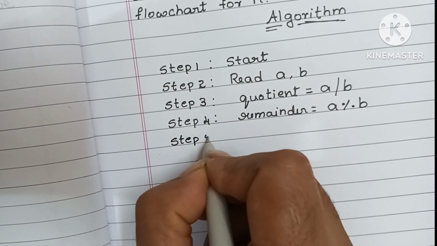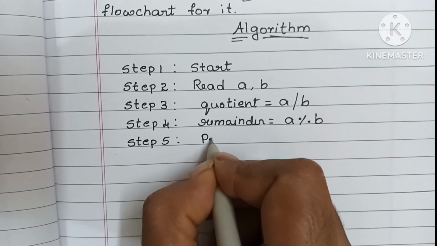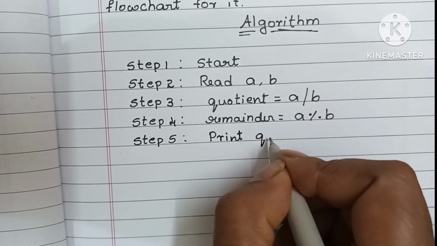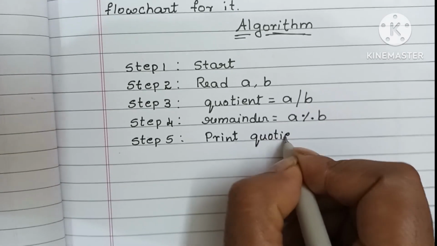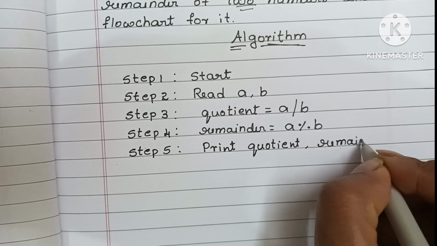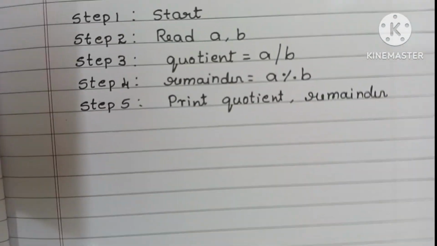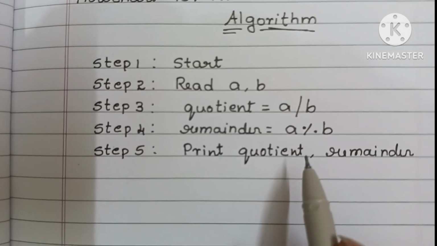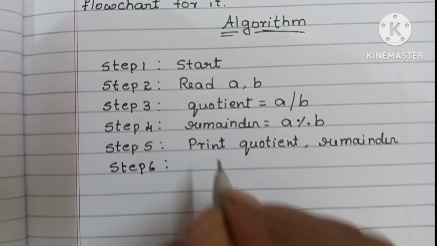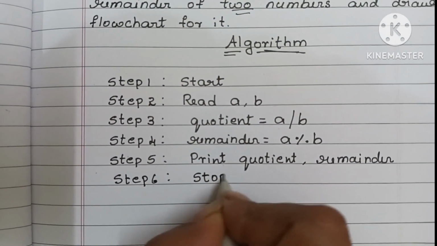In step 5 we have to print the output, right? So here we have to print quotient and remainder, right? So print quotient, comma, remainder. Step 6. In step 6 we have to stop the algorithm using a stop statement.